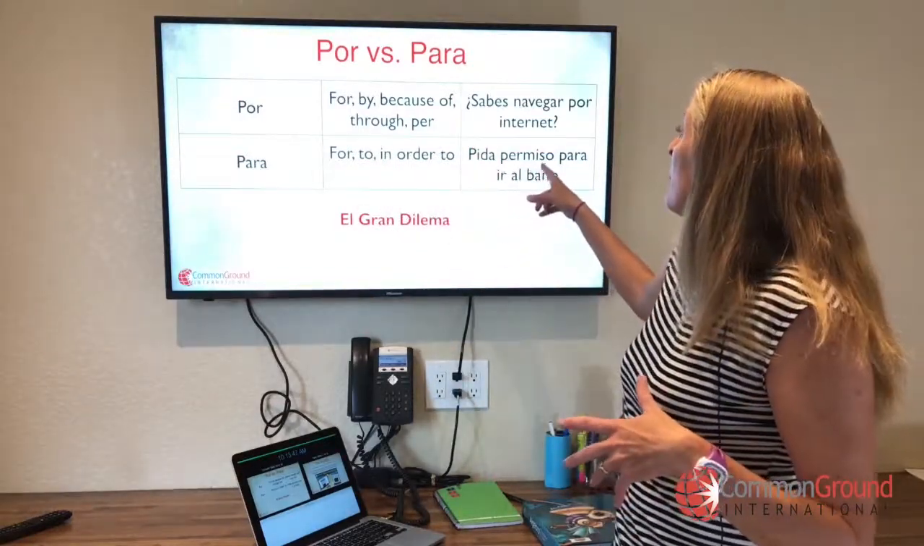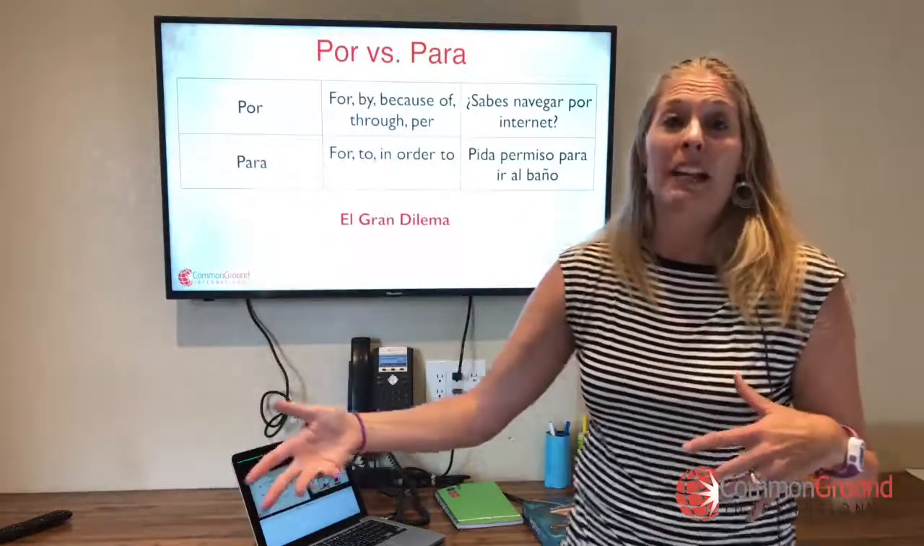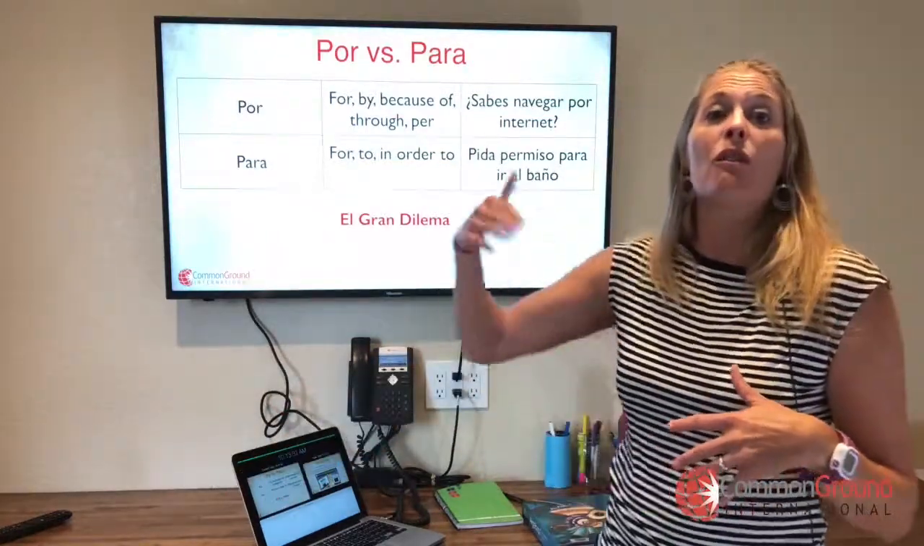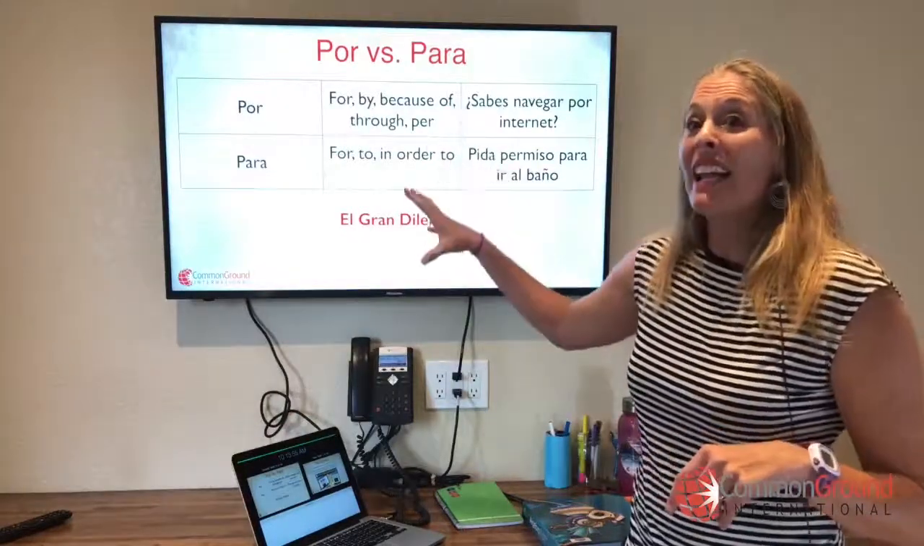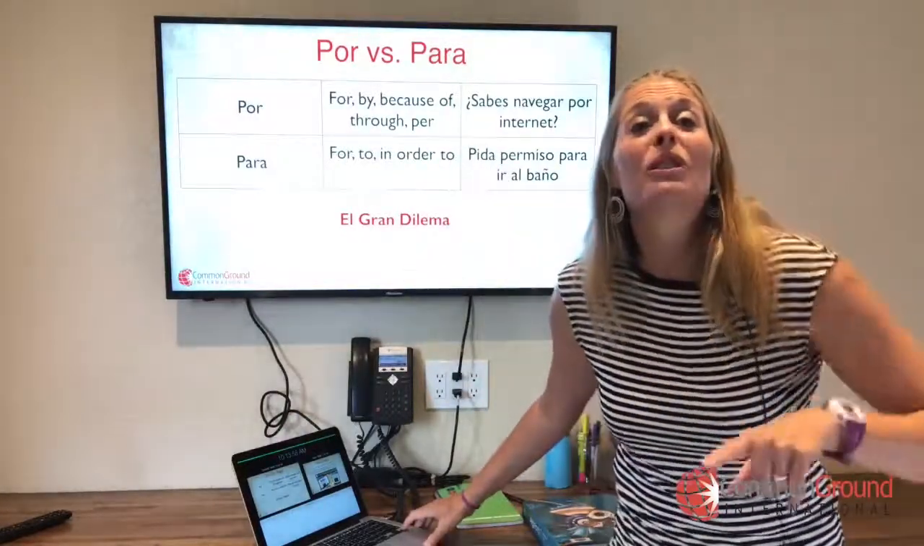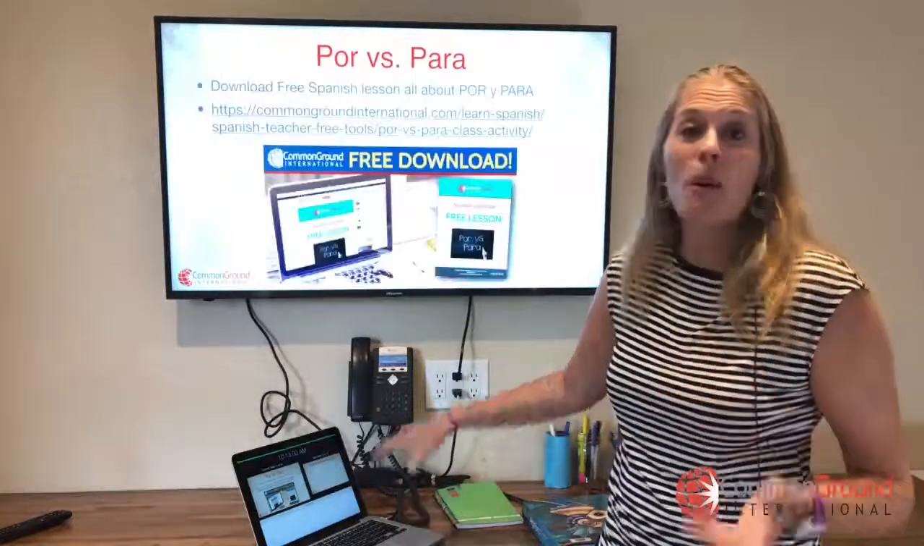So, pida permiso para ir al baño. So you need to ask permission in order to go to the restroom. So, esa es otra lección, pero tengo un recurso para ustedes, para por y para.